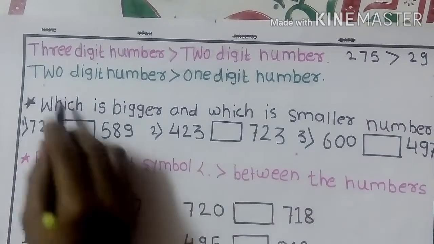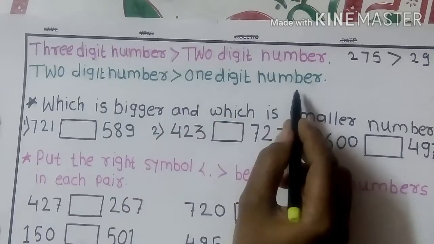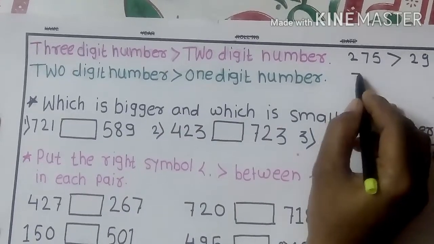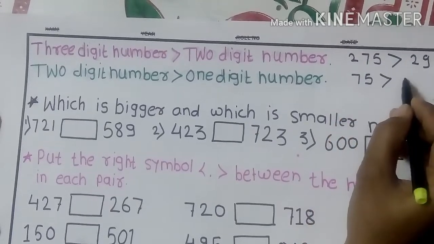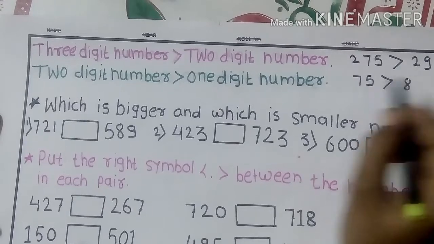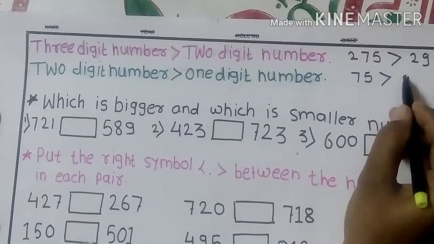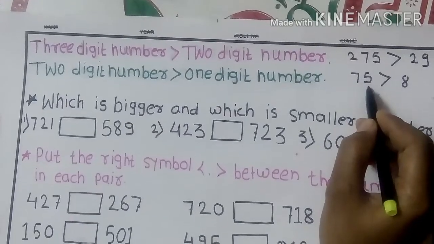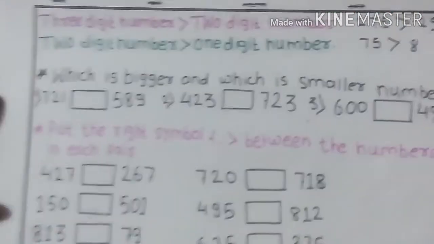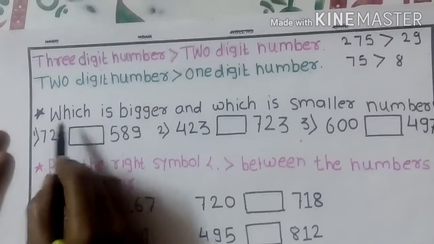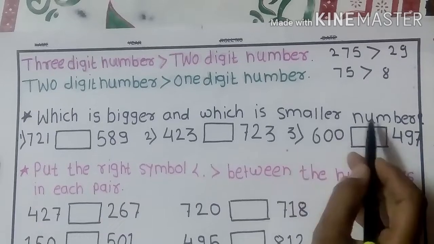Okay. Now next, a 2-digit number is bigger than a 1-digit number. Okay. 75 is always bigger than 8. 75 is a 2-digit number and 8 is a 1-digit number. So a 2-digit number is always bigger than a 1-digit number. Okay. Now see this question. Which is the bigger and which is the smaller number?